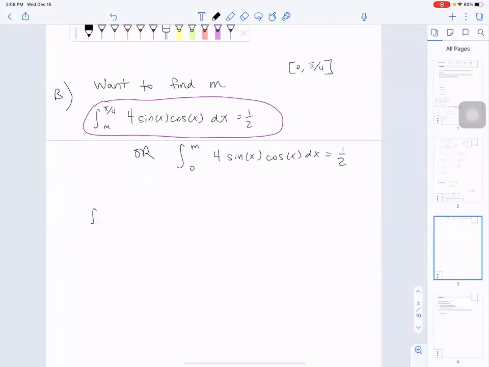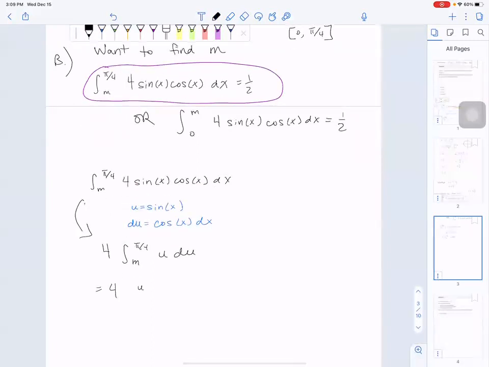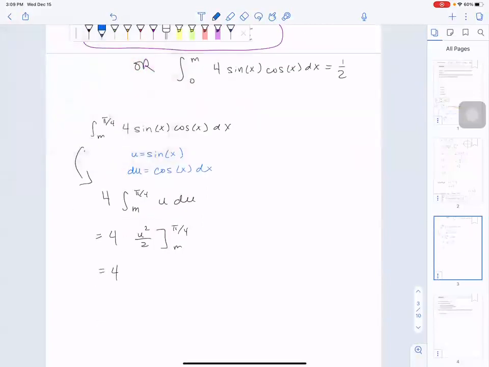So what is the first one? Let's evaluate this integral for sine x cosine x dx. Because we already figured out this integral, I'm just going to move a bit faster. How did we evaluate it? We chose u equals sine x, du equals cosine x dx. So this becomes 4 times the integral from m to pi over 4 of u du, which is 4 times u squared over 2, or 4 times sine of x squared over 2 from m to pi over 4.